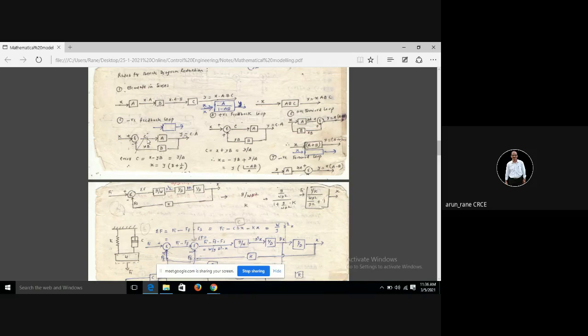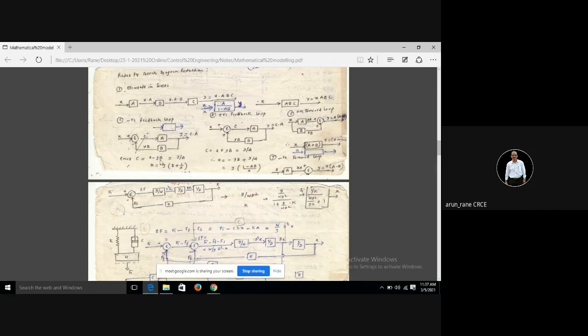Now what will be the value of c? So error c at the summing point can be written as x minus yb, x being positive and yb being negative. So x minus yb, right? c is equal to x minus yb. Now from here, if you see, c is equal to y upon a. So you can equate x minus yb equal to y upon a.